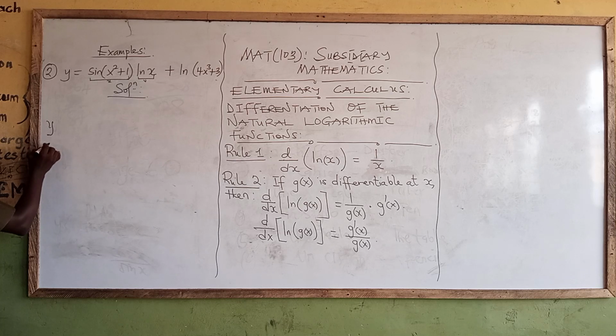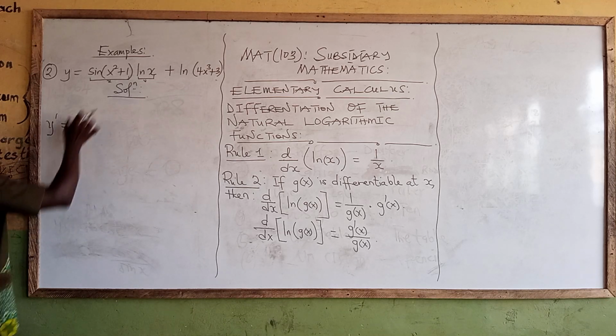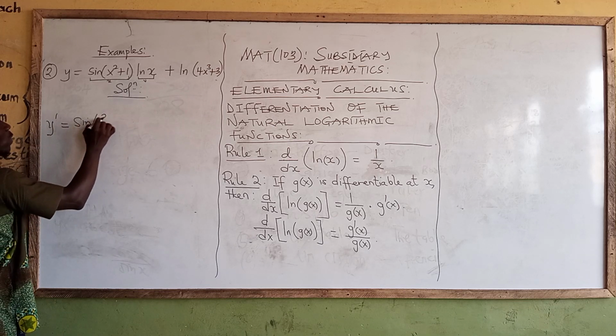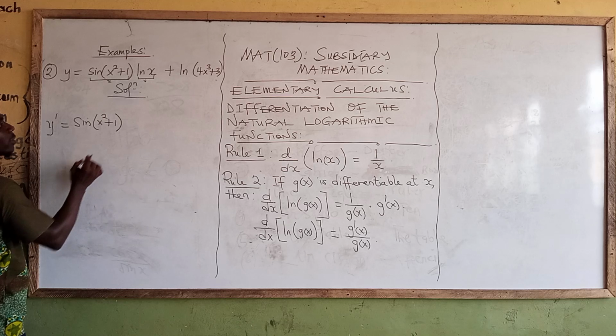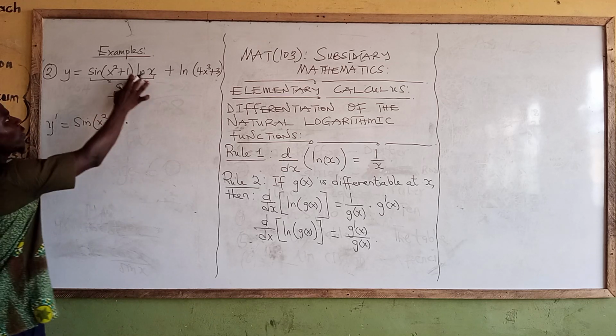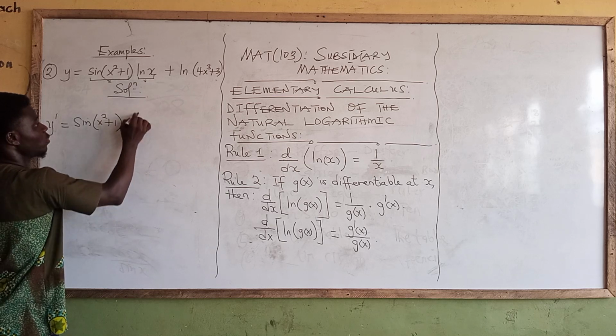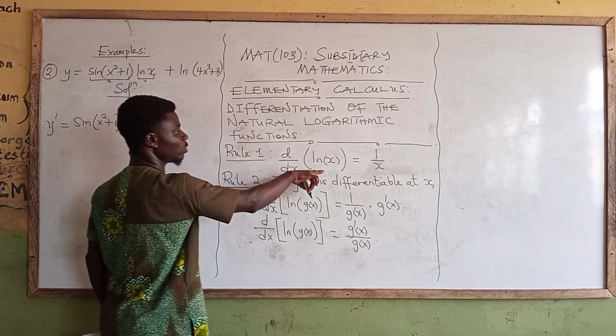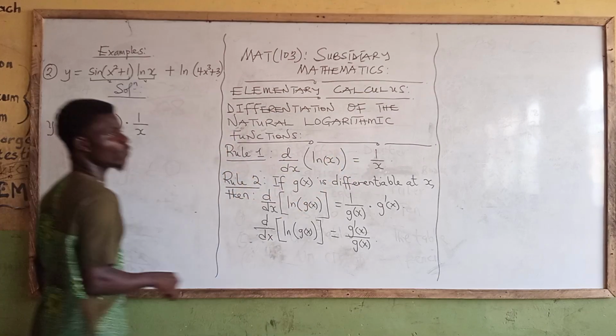So I have my y prime, which must be equal to, we hold u constant, which means sine of x squared plus 1. Then times, we differentiate v with respect to x. How do we differentiate ln x? It will be 1 over x, right? Don't forget, if you differentiate ln x, you get 1 over what?